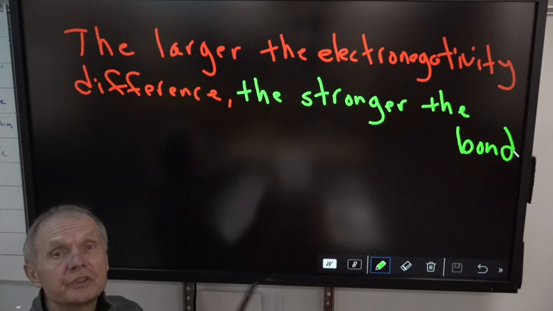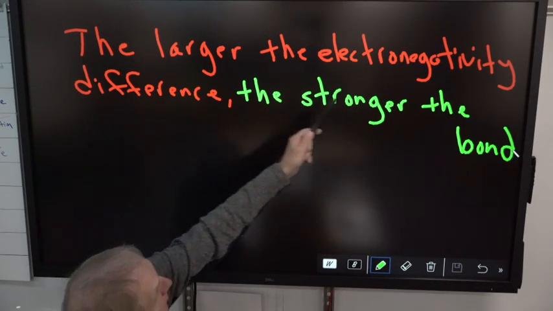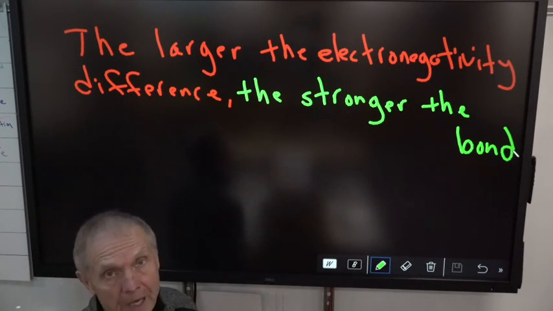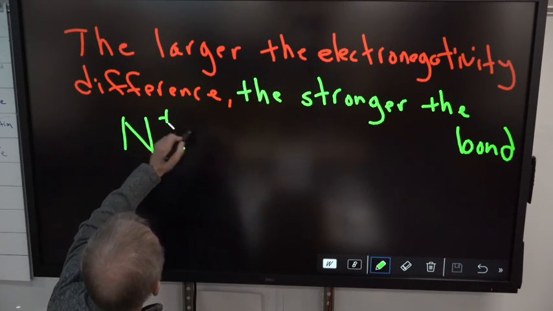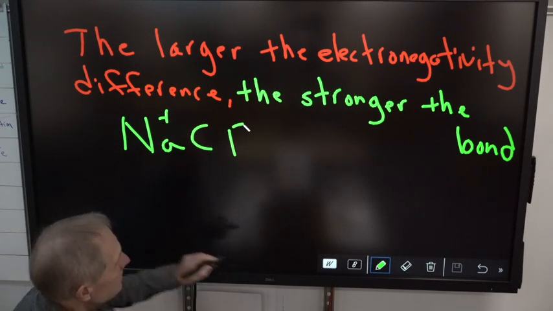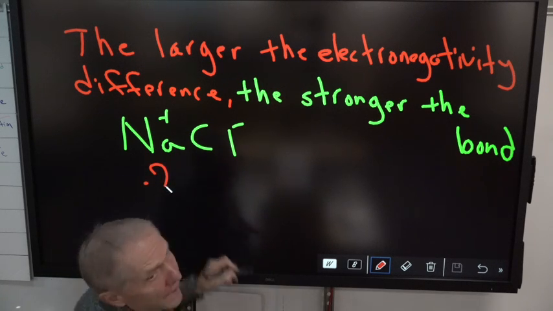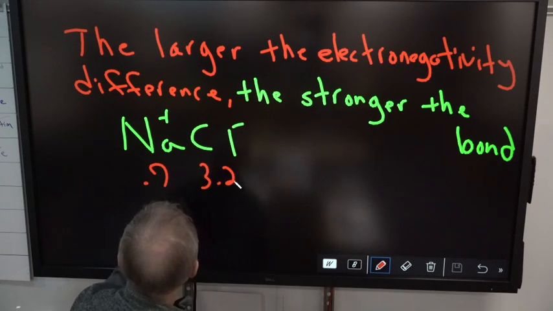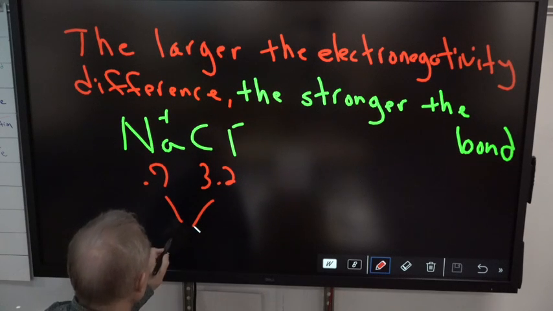Okay, so this is the final property of ionic compounds. The larger the electronegativity difference between the metal and nonmetal, the stronger the bond. So here's one. Na plus Cl minus. So Na is a 0.7 electronegativity. And Cl is 3.2. And so when you subtract the two, that gives you 2.5.